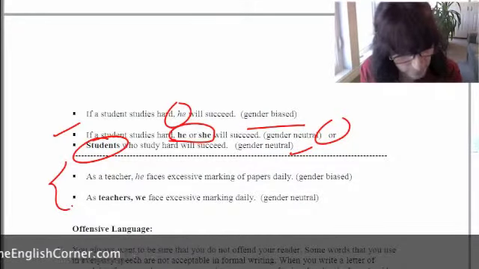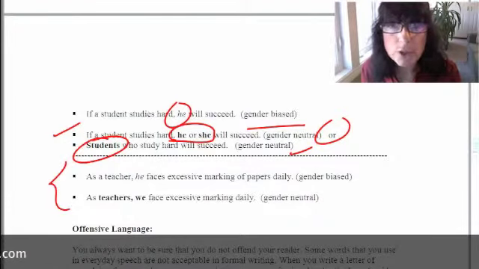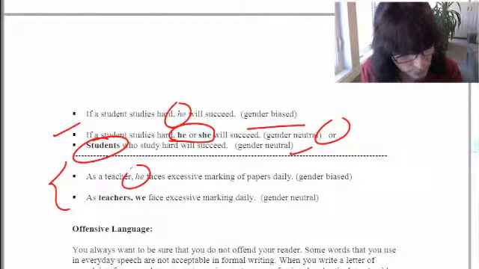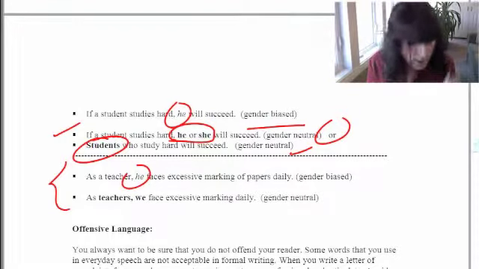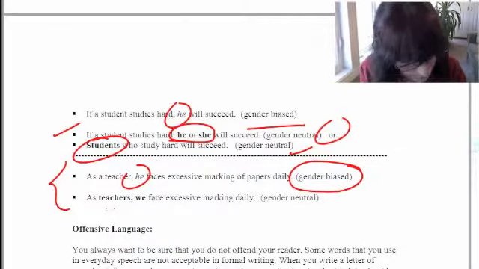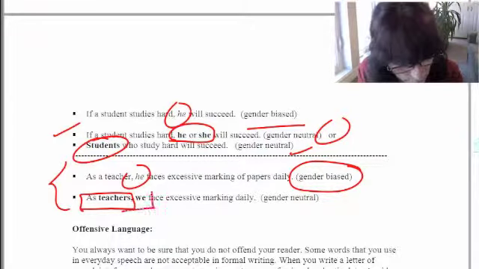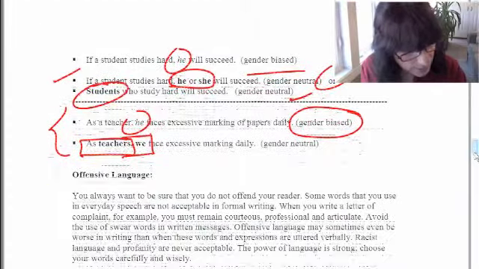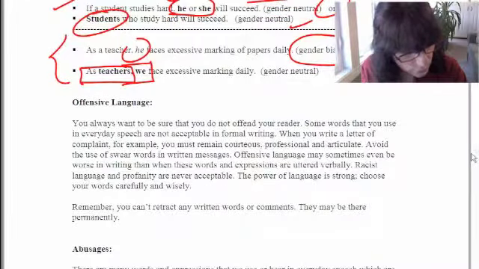And one final example of how to correct gender-based sexist language. As a teacher, he faces excessive marking of daily papers. Now, if you knew that you were just referring to one male, then that would be fine to say he. But if you're just talking about a teacher in general, and you're saying as a teacher he has a lot of excessive marking, that becomes gender bias. So instead, just talk about teachers in general. As teachers, we face excessive marking daily, and that becomes gender neutral.